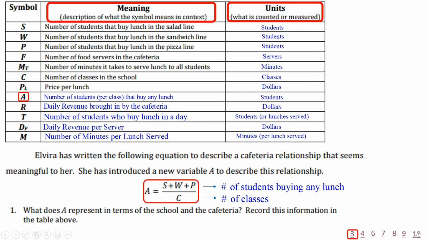What was the title of that lesson? I want to sound very professional here. Okay, and it was what? Elvira's equations, if I remember right.